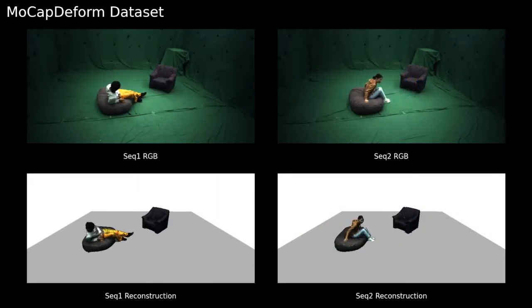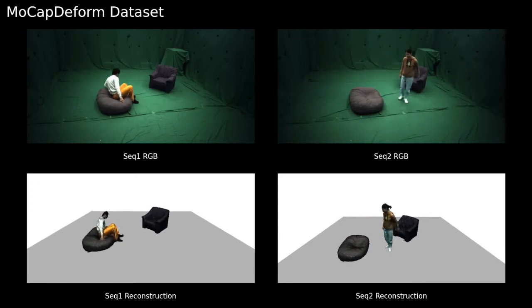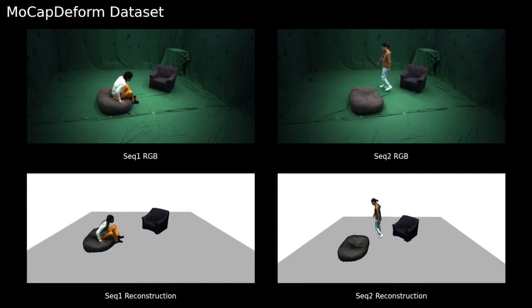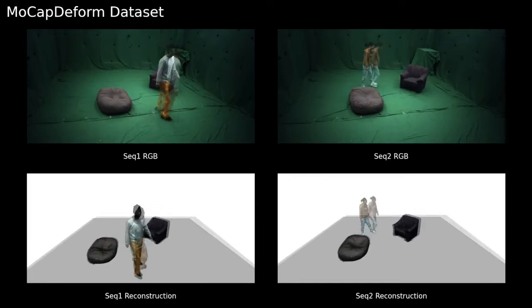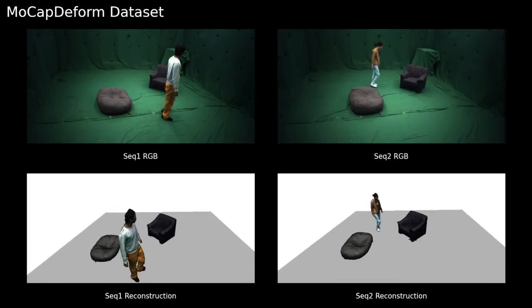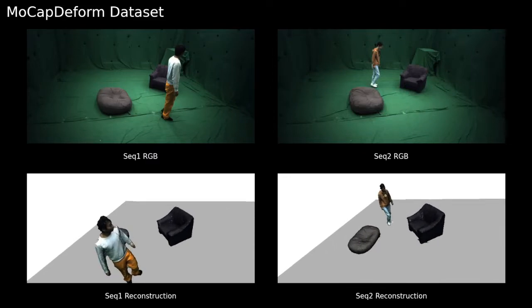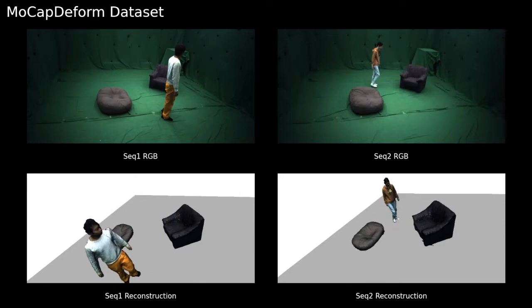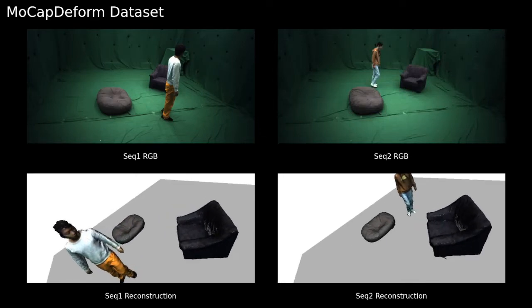Each frame is annotated with accurate template-based 3D human meshes and non-rigid 3D scene reconstructions that are used as ground truth in our evaluations and can be used in follow-up research. Notably, the beanbag retains its shape even after the human stands up, which enables evaluation of how plausible the recovered deformations are.